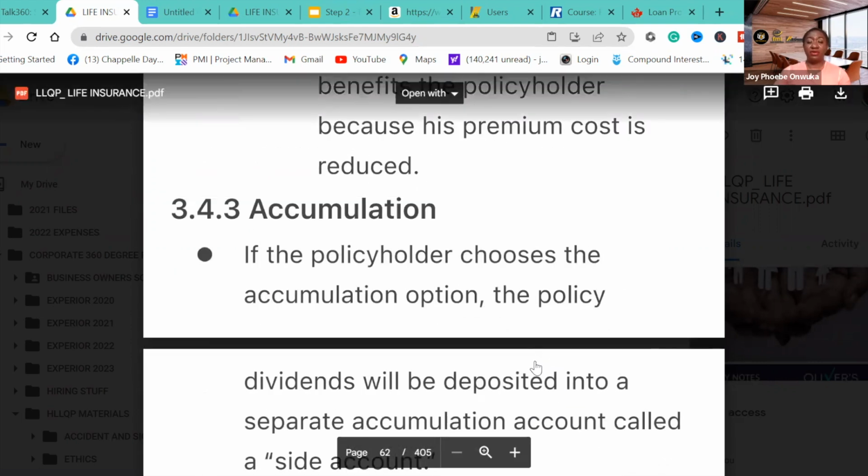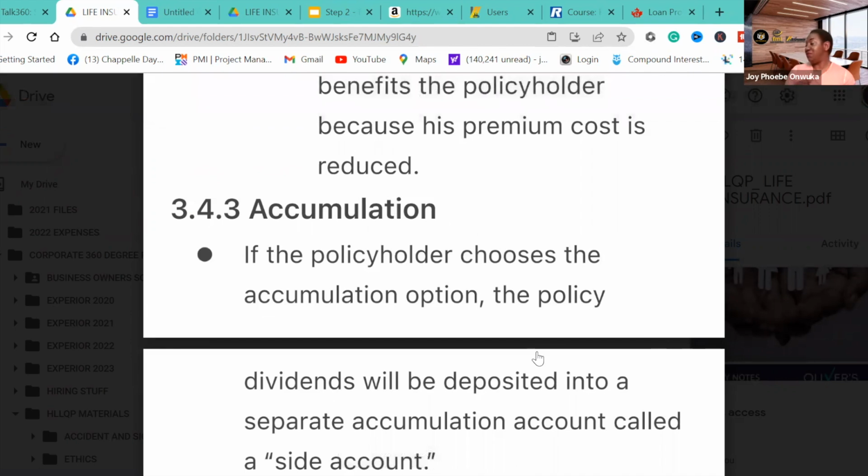The third option is accumulation of dividend.